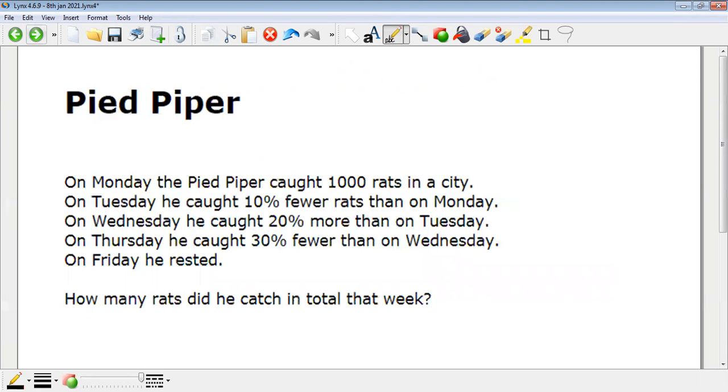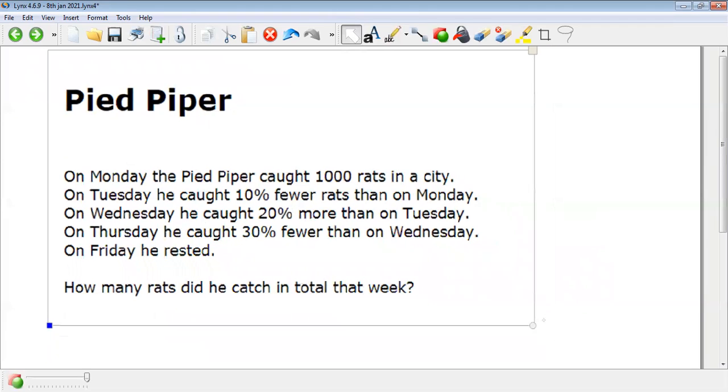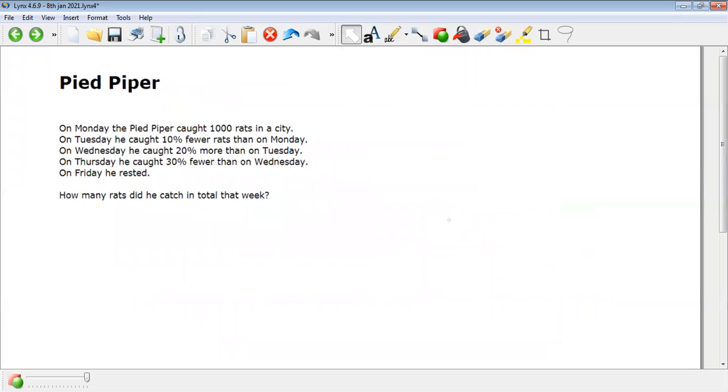And then lastly, Pied Piper. So, Pied Piper. On Monday, the Pied Piper caught 1,000 rats in the city. I'm just going to make that a bit smaller. On Tuesday, he caught 10% fewer than on Monday. So, Monday, he catches 1,000.